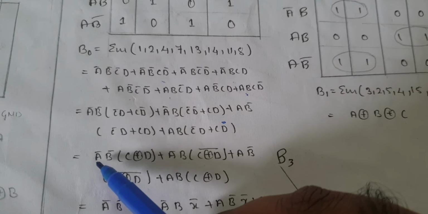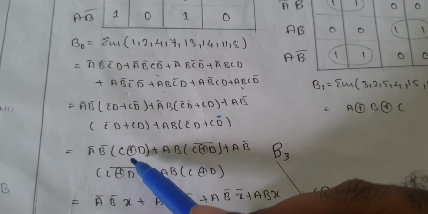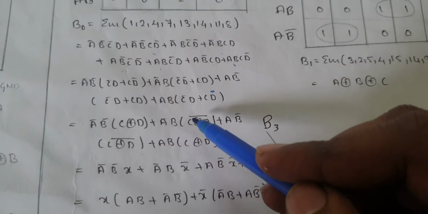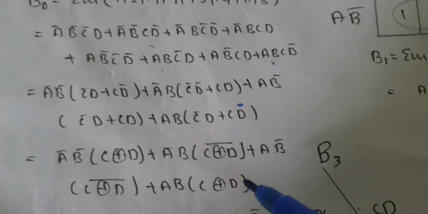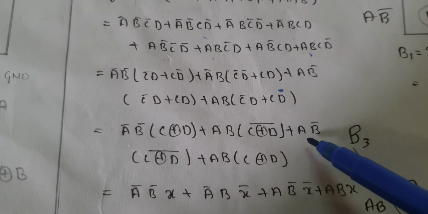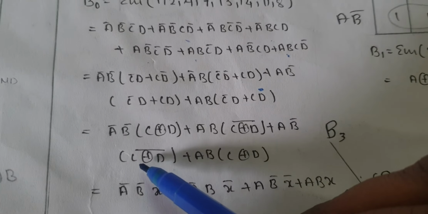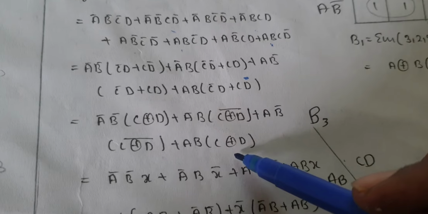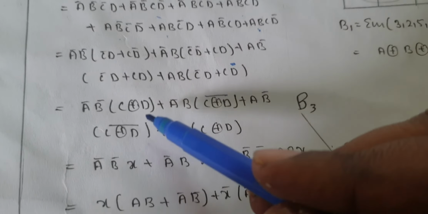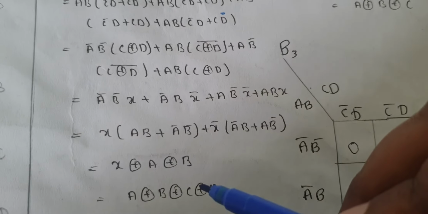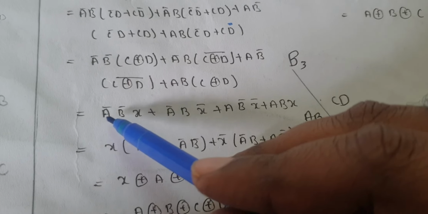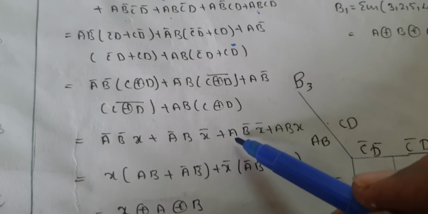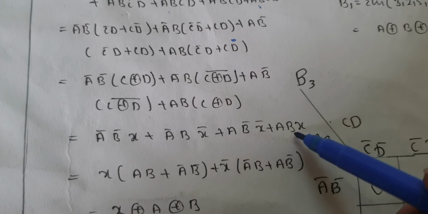Now, A bar, B bar into this will become C XOR D. A bar, B into C XOR D whole bar, that is C XOR D bar, plus A B bar into C XOR D plus AB into C XOR D. Now, let us assume that C XOR D is my X, so that it will be A bar, B bar into X, A bar, B X bar plus A, B bar, X bar plus AB X.